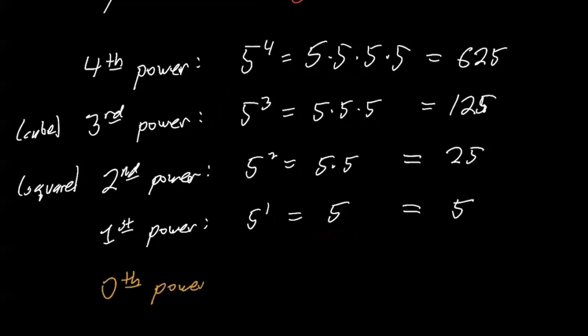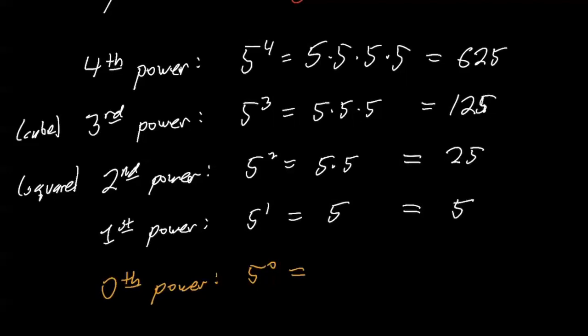The 0th power. Well, 5 to the 0. The problem is there's no 5s anymore. Somehow it's multiplying no 5s together. There are lots of reasons why it's a good idea to make that 1, but I just want to see one specific reason here.